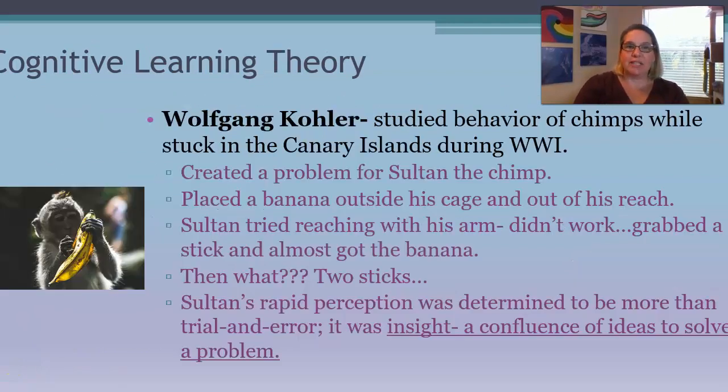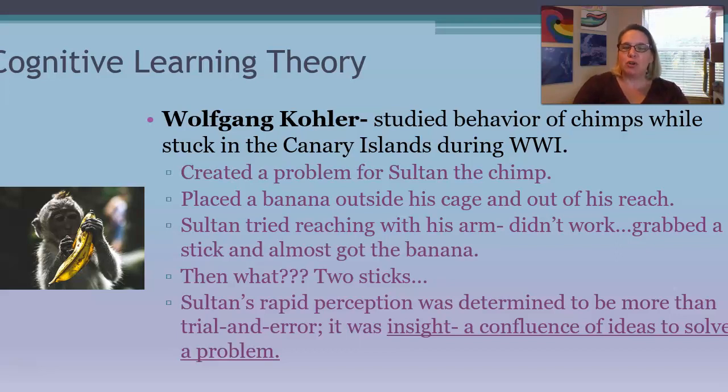All right, so the second cognitive learning theory is Wolfgang Kohler. And what he did is he studied chimpanzees. So he created a problem and he wanted to see how the chimp was going to problem solve. Okay, so cognition, we're talking about problem solving here. So the problem was he placed a banana just outside his cage and just outside of his reach. Like if he stuck his hand through the cage, it was just outside of his reach.